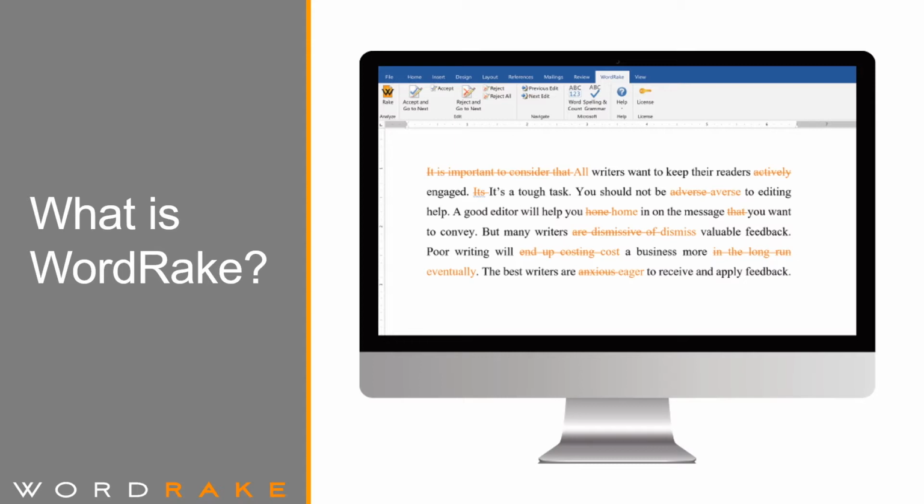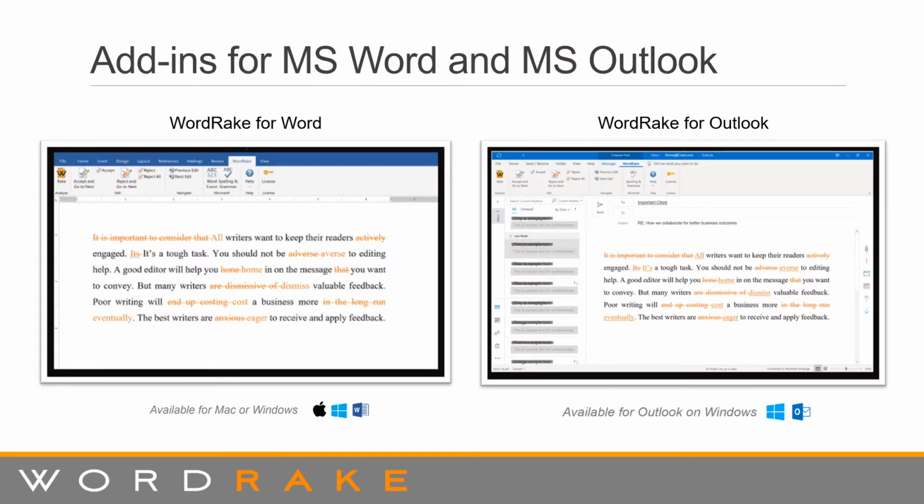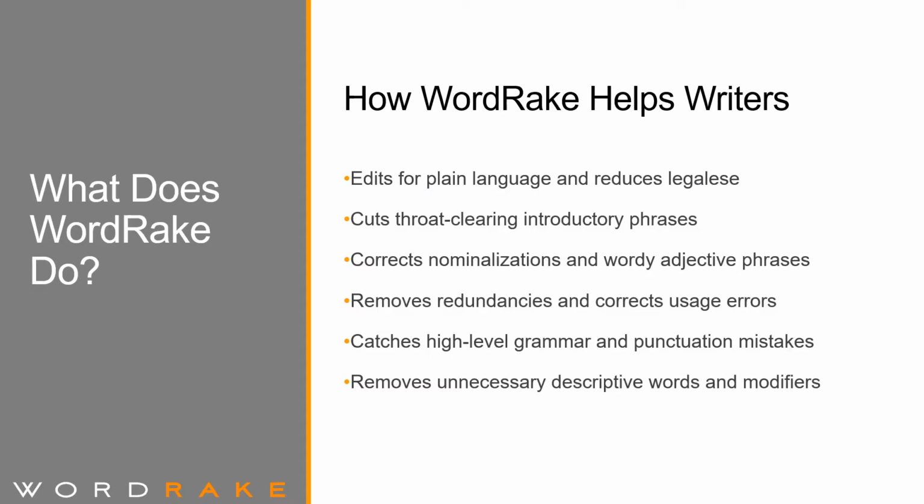So what is WordRake? In short, it's legal writing and editing software that will help you edit for clarity and brevity while respecting legally operative phrases and key legal content. WordRake is an add-in for Microsoft Word and Outlook, which means you just use it from the ribbon of the program you're already in, just like spellcheck. The Word version is available for Microsoft Word on Mac or Windows platforms. The Outlook version is available for Windows only. In Word or Outlook, WordRake has the same functionality.